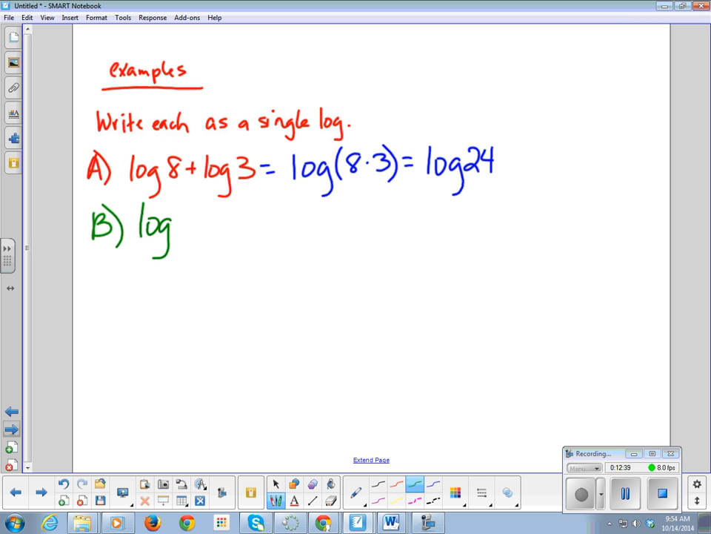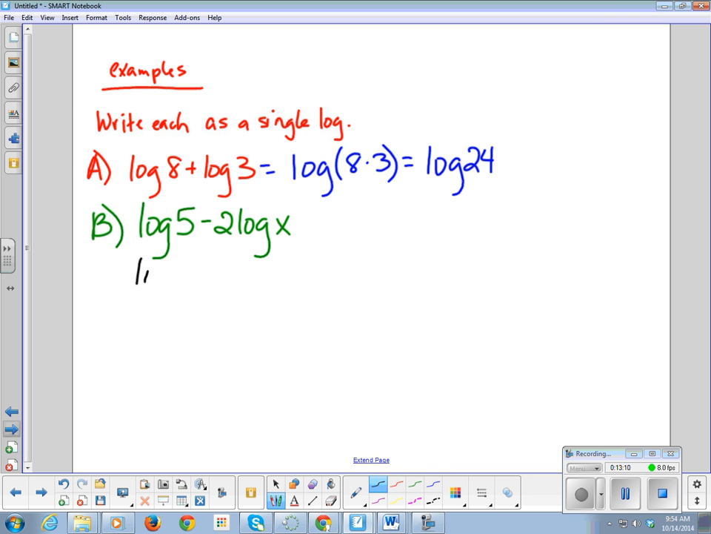Let's do that with subtraction. All right, we've got to make sure our bases are the same. Here we're both base 10. No subscript means base 10. So we're going to use the product property to deal with this guy.